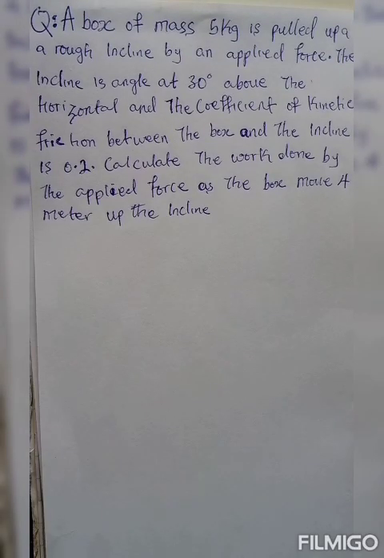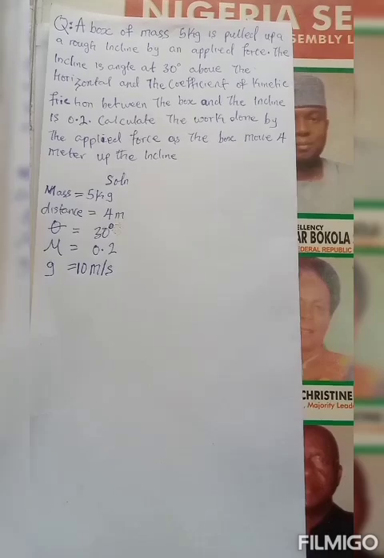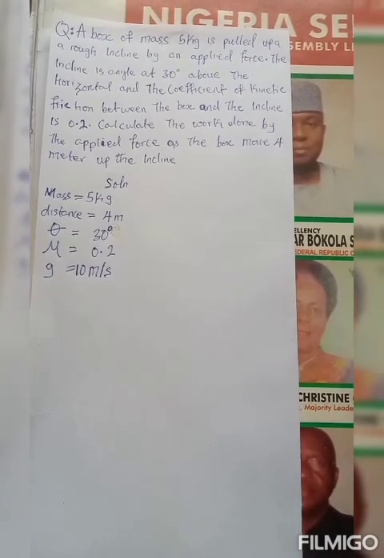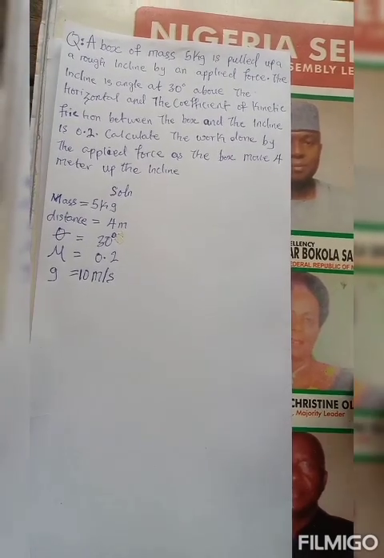Let's solve this question. So first, what you do here is you write out your parameters. So as you can see, we've written out our parameters: our mass as 5 kg, distance as 4 meters, angle theta at 30 degrees, our coefficient of kinetic friction at 0.2, and acceleration due to gravity.